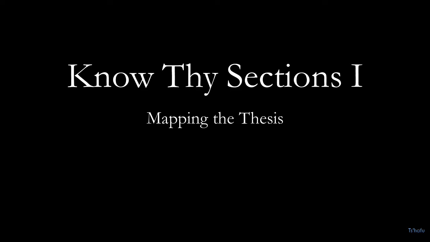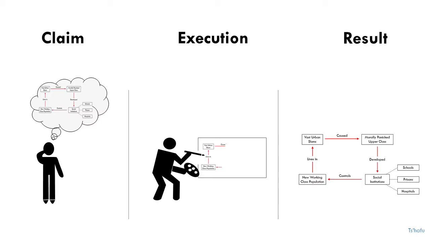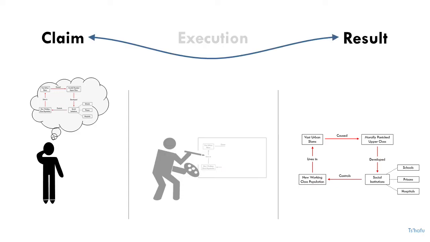Installment entitled Know Thy Section, and it's the first of two in this particular sub-series. As the subtitle suggests, mapping the thesis, we are now moving towards thinking how we can systematically ensure that what we claim matches what we do. As shown in the previous video, it is these three stages: the claim on the left, the execution, that is the painting itself, in the middle, and then the result on the right. The point is that we want to make sure that the claim matches the result.